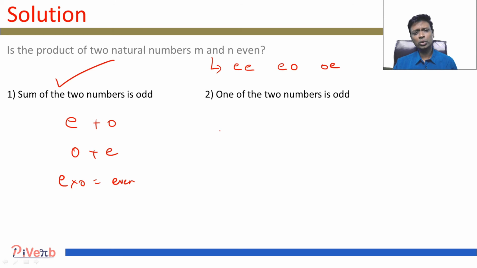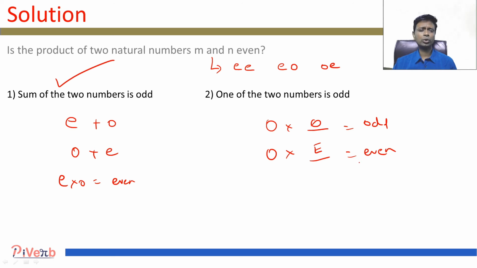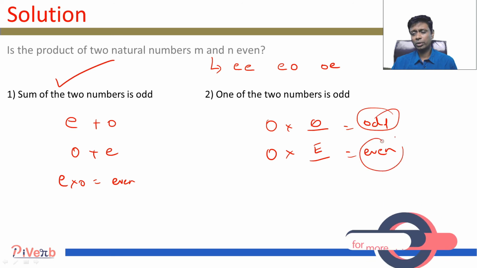Statement 2: is the product of two natural numbers m and n even? One of the two numbers is odd. We have one odd number. The other we don't know. It could be odd, it could be even. Odd into odd is odd. Odd into even is even. Is the product of two natural numbers m and n even? We don't know. It could be odd, it could be even.